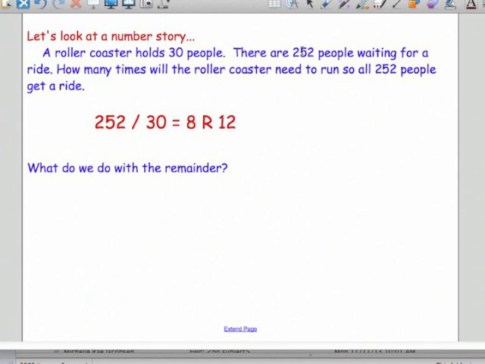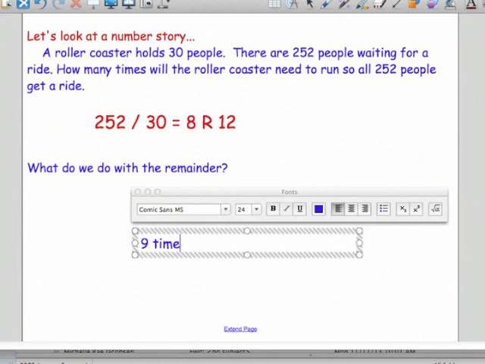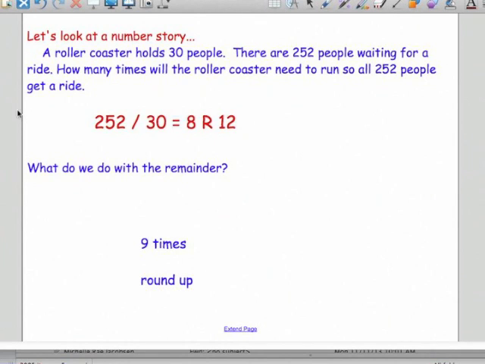So what is the roller coaster going to have to do? Well, it's going to have to go one more time, and there will just be 12 people instead of 30 on it this time. So our actual answer, instead of being 8 remainder 12, is 9 times. The roller coaster will have to go 9 times for all 252 people. So what we did is we had to round up in this case. Okay?